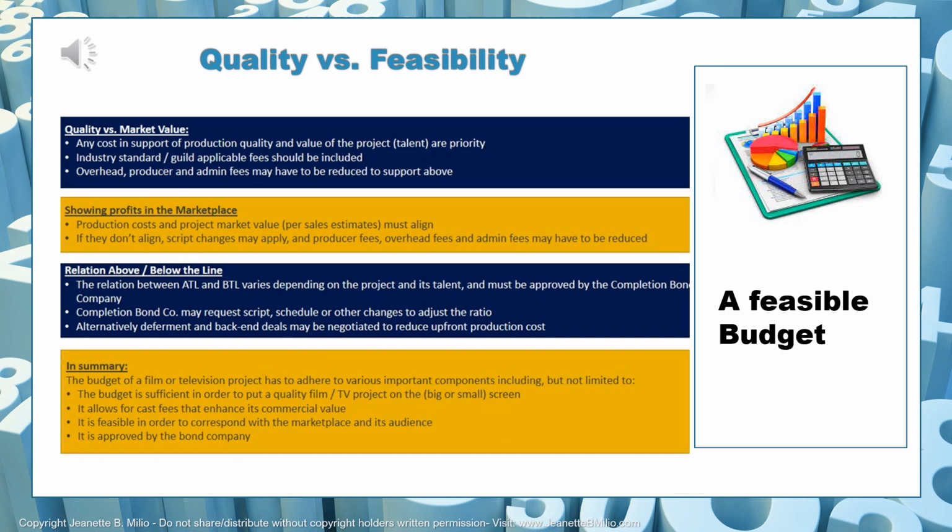So there's always something that needs to be looked at when you look at the market value of a project in relation to the budget. And if the marketplace does not align with your film, in the sense that the script changes might not be ideal because you're changing a genre, the producer fees might be too high, the overhead fees might be too high, admin fees might be too high. Those are the things you can work with.